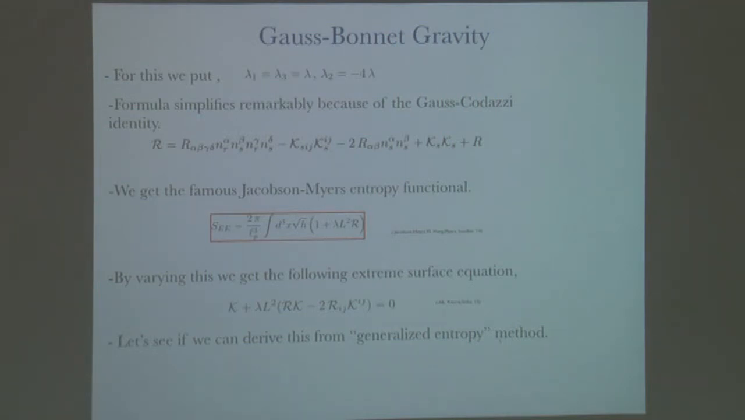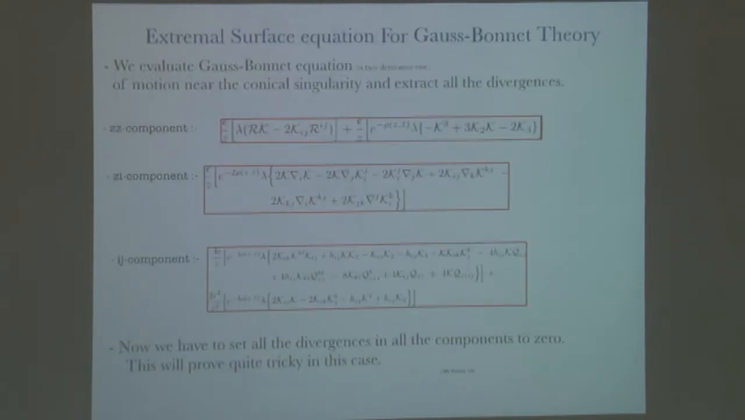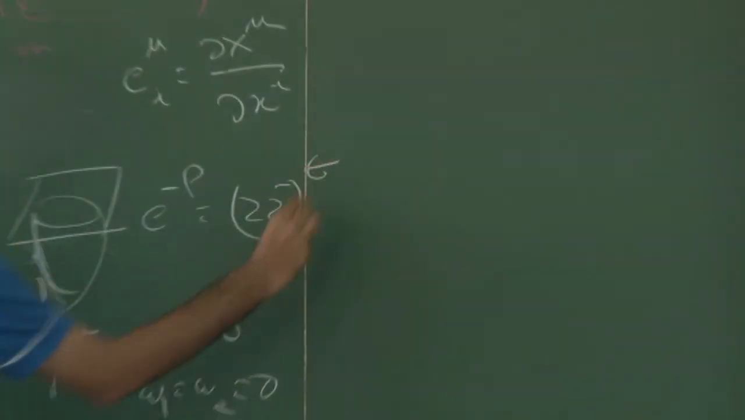And so we minimize this entropy functional and we get this surface equation, and we will try to derive it from this generalized entropy method. So we evaluate the Gauss-Bonnet equation of motion near the conical singularity, and we list all possible divergent terms in the components of the equation of motion. To remind, this is rho e to the power rho, v bar whole to the power epsilon.